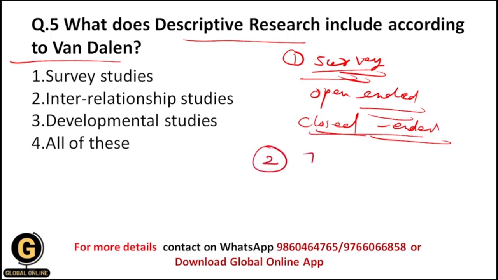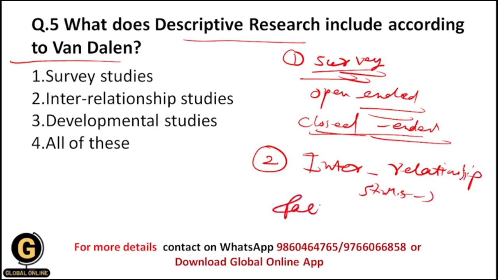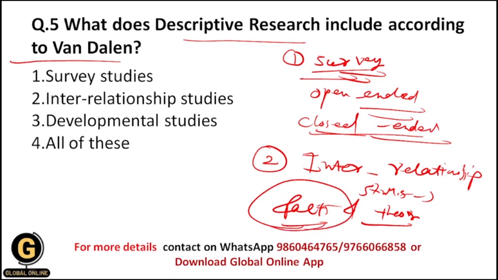Okay, now next one is interrelationship studies. In these studies basically we rely on both things, and those are facts and theory. These theory and facts both are interdependent with each other. If I want to study facts, then I will think about theory, or I will study the facts based upon the theory. And if I want to explain the theory, if I want to prove the theory, then I will take help from the facts. Okay, and this is nothing but interrelationship studies.